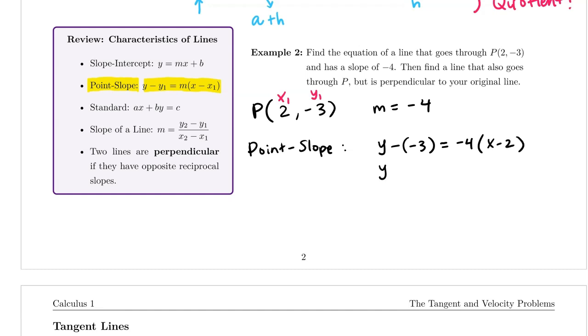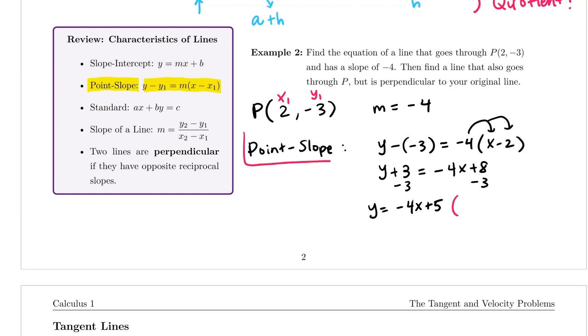And I can clean this up a bit. This becomes y plus 3, which is equal to, if I distribute this -4, -4x plus 8. And then I can subtract 3 on both sides, and we get y equals -4x plus 5, and notice that this is in slope-intercept form. So here is point-slope form, and then this would be slope-intercept form.